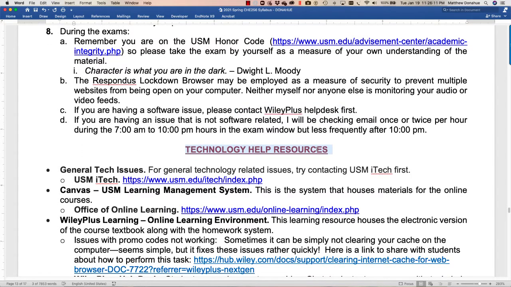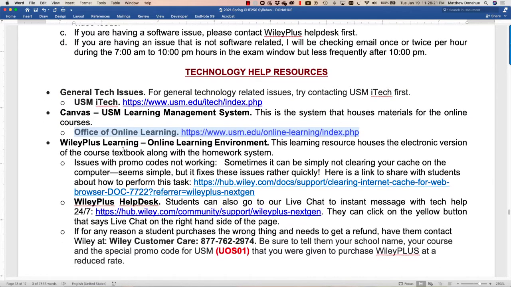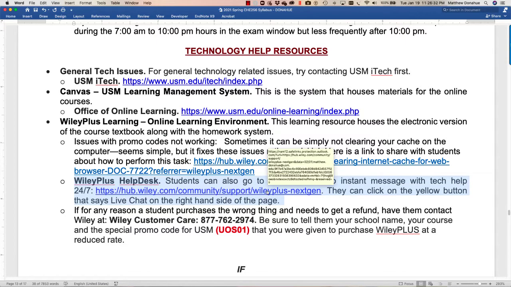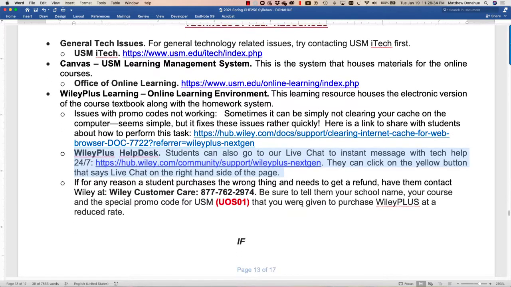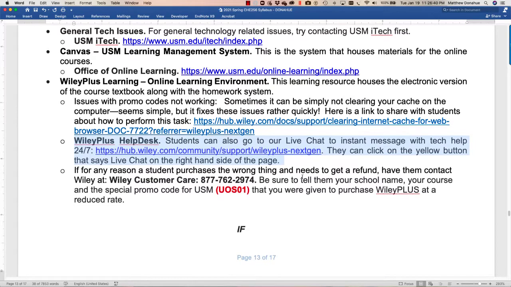So here are the technology help resources. General issues, contact USM iTech. For Canvas issues, you can contact the Office of Online Learning. Wiley+ issue, I strongly encourage you to reach out to them first. Here's their help desk information. I really don't have much I can do from my end to help you in Wiley+. So I really encourage you to reach out to them first.